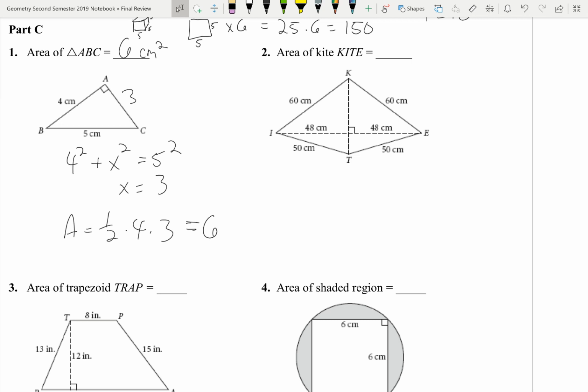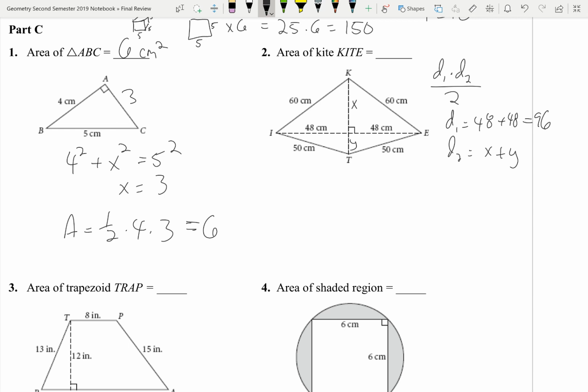Now the area of the kite. Well, again, you could call this maybe x and then y. We need to find that length there in order to find the area of the kite. The kite, again, is d1 times d2 over 2. D1 is equal to 48 plus 48, which is 96. And then D2 is equal to x plus y. And so we need to figure out what that would be.